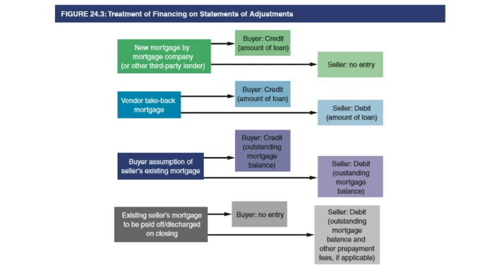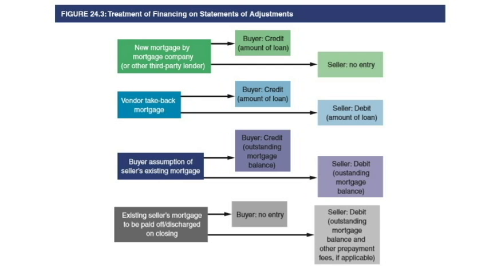The buyer assumption of the seller's existing mortgage, that will be a happy face. For the buyer, it'll be a credit, outstanding mortgage balance. For the seller, it'll be a debit. It'll be an outstanding mortgage balance. It'll be a frown, negative.